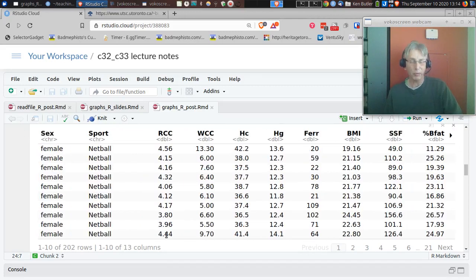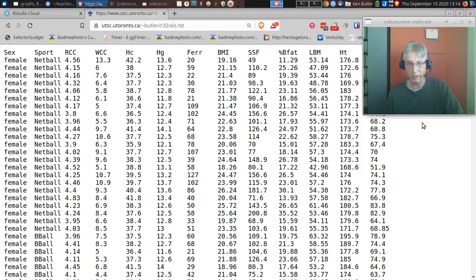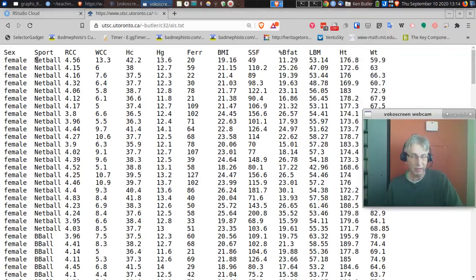Now, before we go on, I want to actually show you what the file looks like, and it looks a little bit odd. Here's what it looks like. I'm going to move myself down a bit. Here are the columns. It looks lined up in columns, so it looks as if read_table should do it.